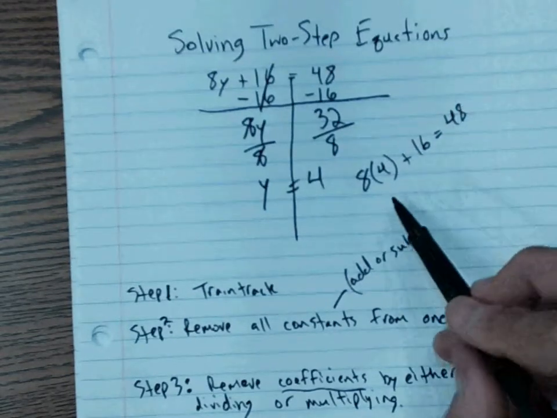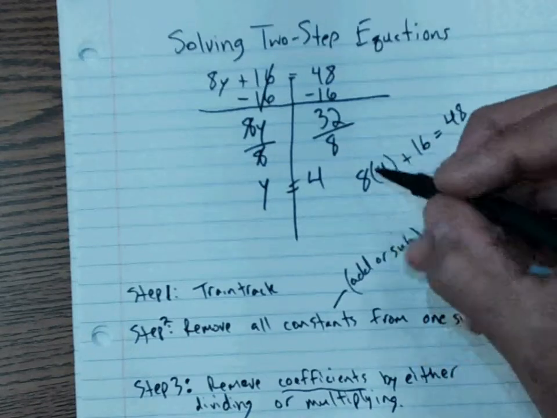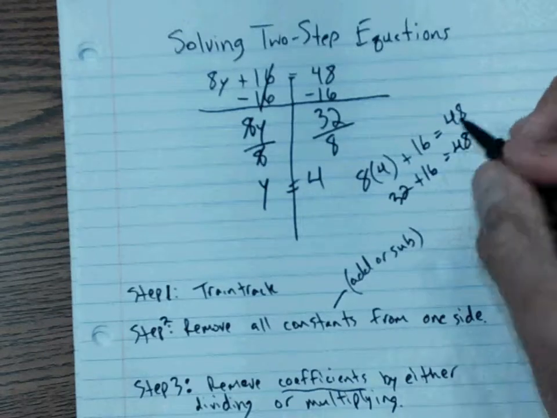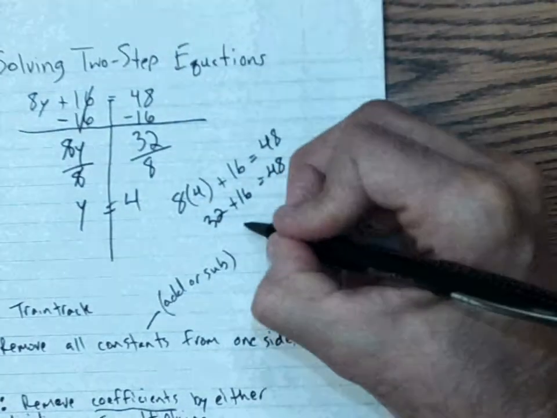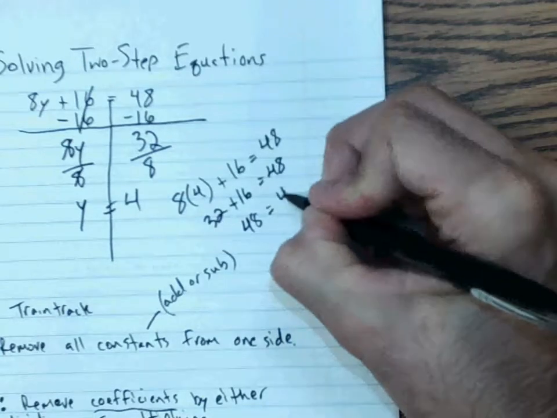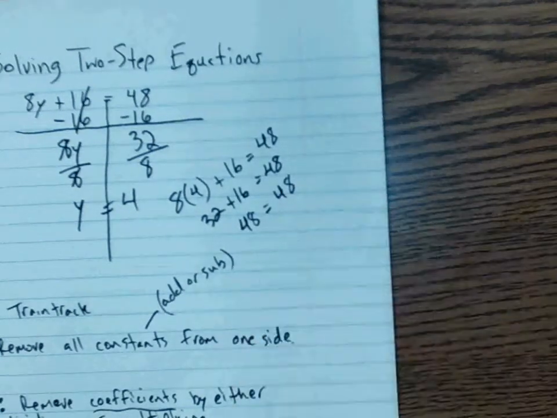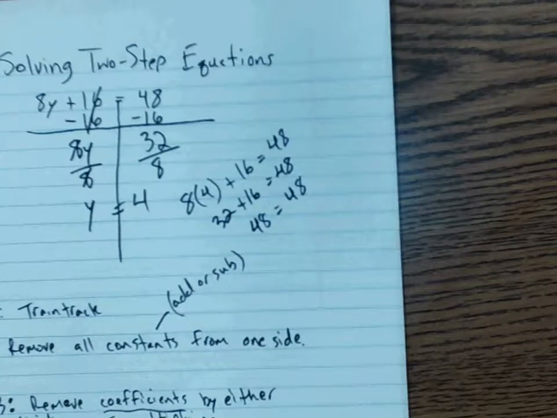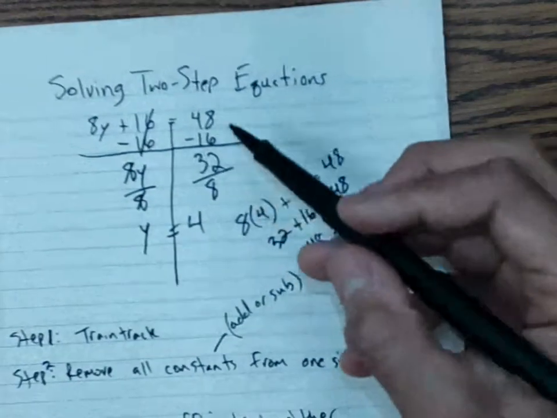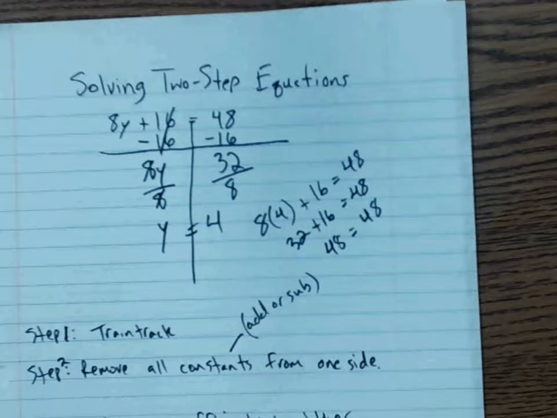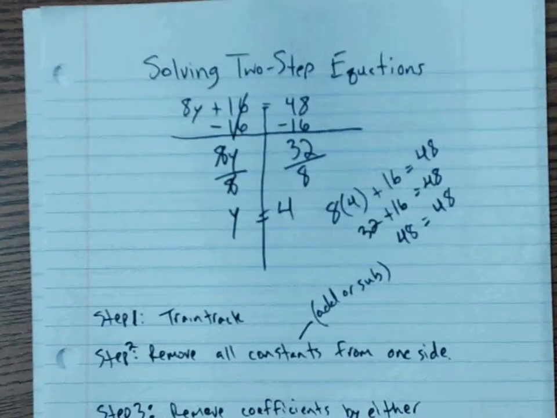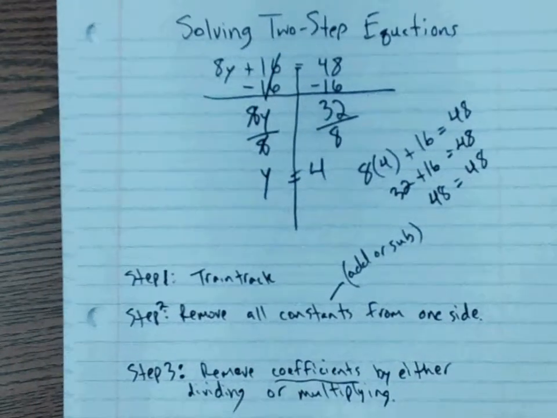Well, order of operations tells us to multiply first. 8 times 4 is 32. 32 plus 16, well, that's 48. If both sides are equal, that means your answer checks out. And that's very important. If for some reason they were not equal, that means you may have made a mistake and you just go back and look at your work, look at your thinking, and see if you could fix something.